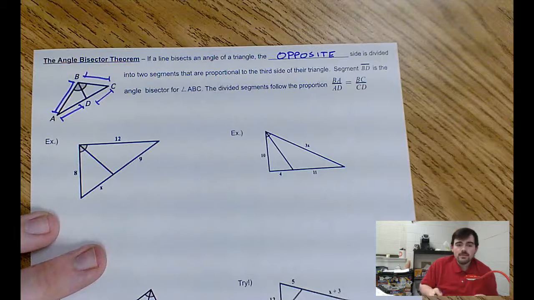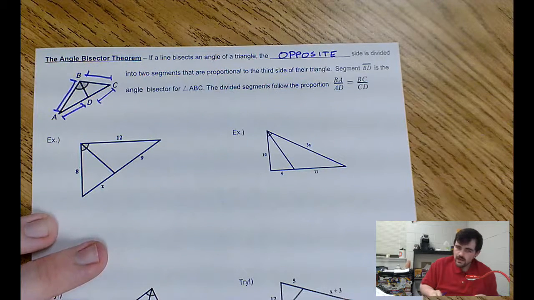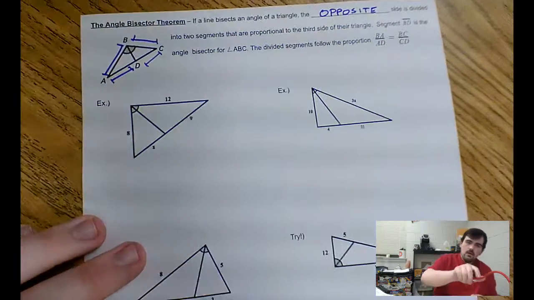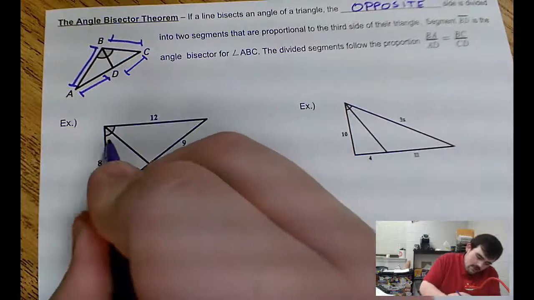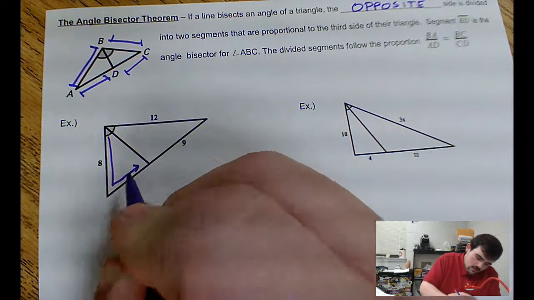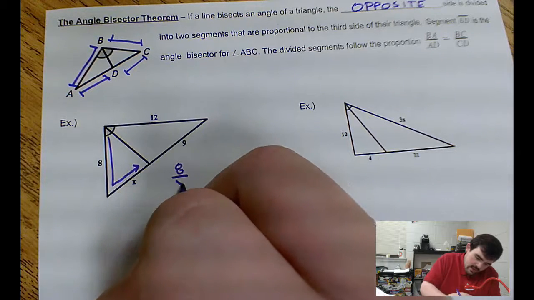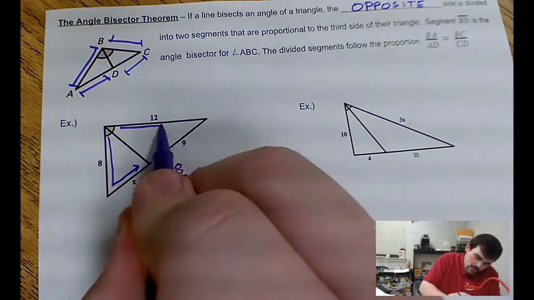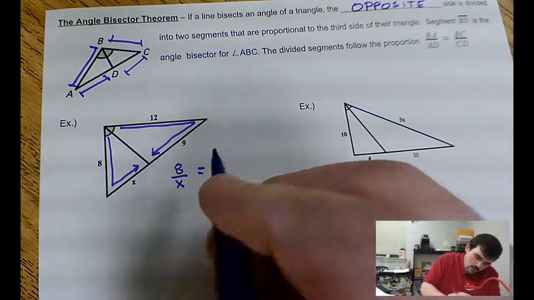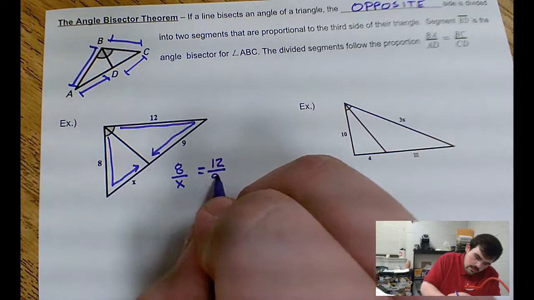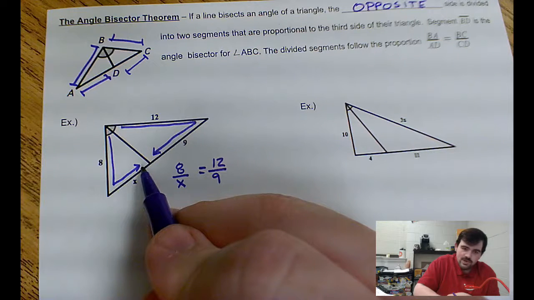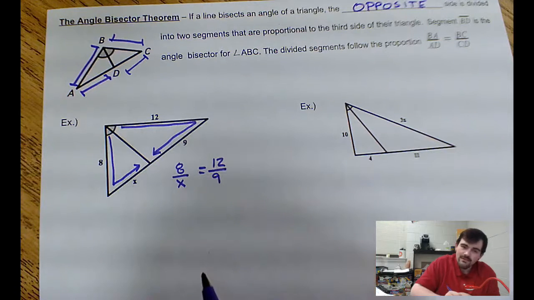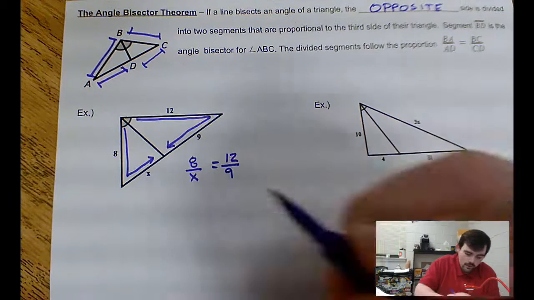So let's set up those proportions. For all of these, we've got an angle bisector. For the first one, I'm going to do 8 over x, so 8 over x equals 12 over 9. Make sure you're following that pattern there. Start at where the angle bisector is, go down until where the angle bisector cuts the third side of that triangle. Okay? Cross multiply.